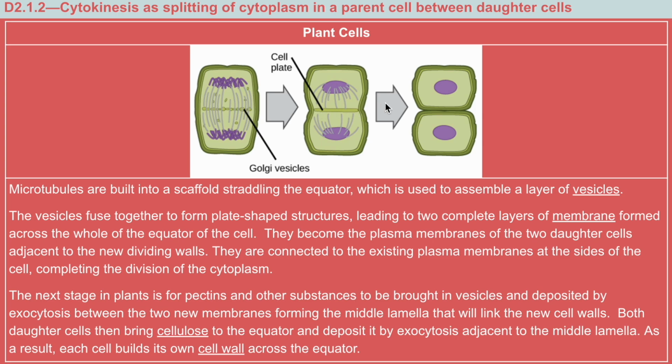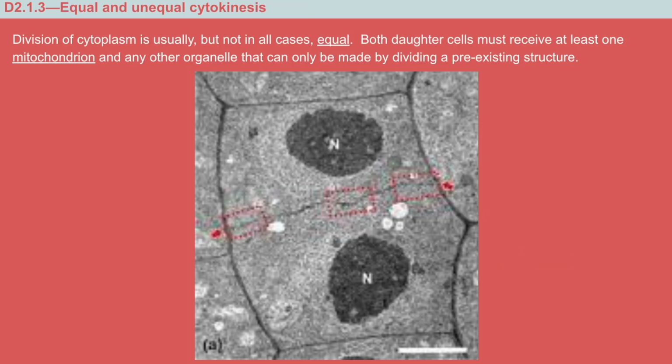So now we have division of the cytoplasm, but we still need to build that cell wall that's in between these two new cells. The next stage is that pectins and other substances are brought in by vesicles, and they're deposited by exocytosis between the two new membranes, and that forms the middle lamella, which is that space in between cells. Both daughter cells then bring cellulose to the equator, deposit it by exocytosis, and that is how the new cell wall forms.